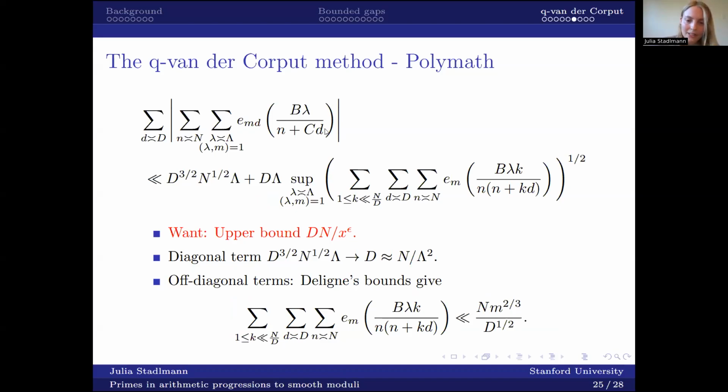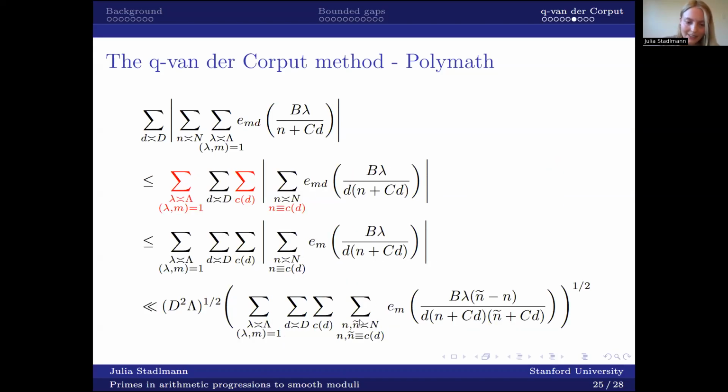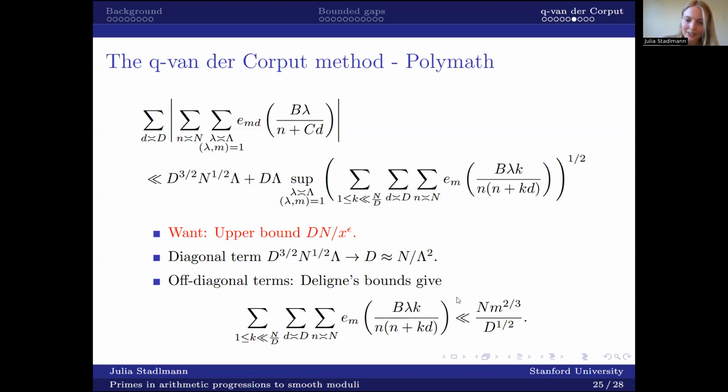And to bound the off-diagonal terms, we notice that because n is congruent to n tilde mod d, we can write n tilde as n plus k times t. So replacing n tilde by n plus kt, we get n plus kt minus n, which is just kt, and then with the t canceling out, we get b lambda k over n times (n plus kt).